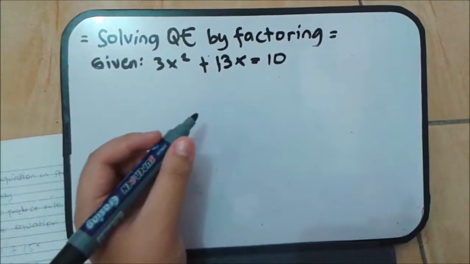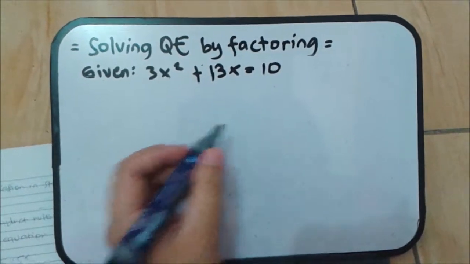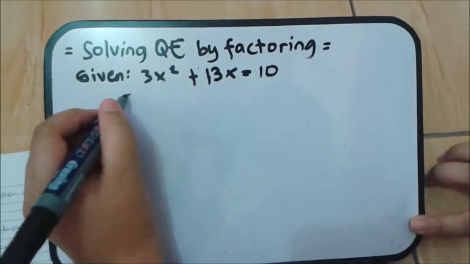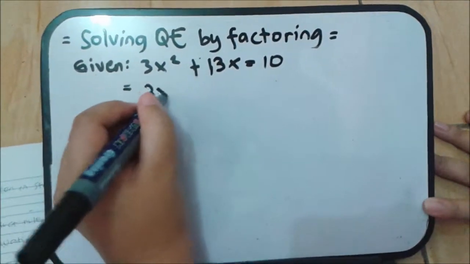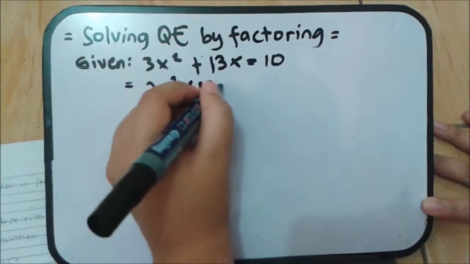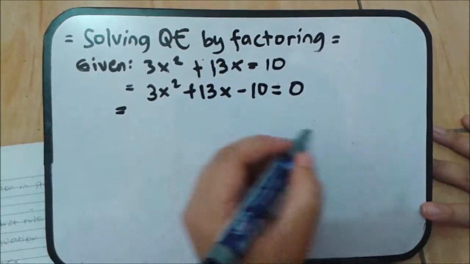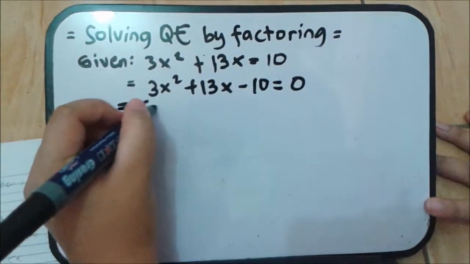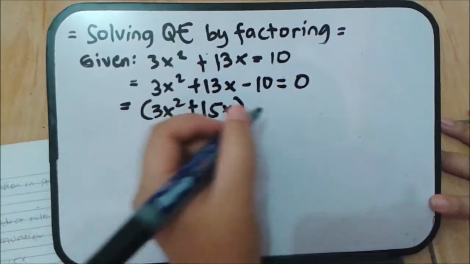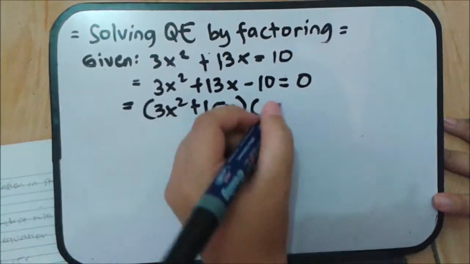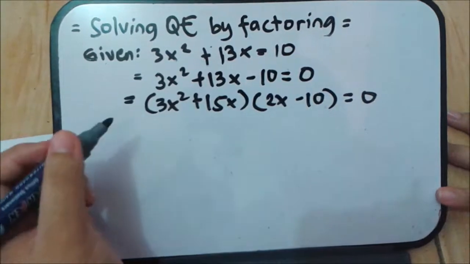Okay, here's another example of solving a quadratic equation by factoring. Given is 3x squared plus 13x minus 10. Step 1 is write the equation in standard form. Standard form is 3x squared plus 13x minus 10 equals 0. Step number 2, factor completely: 3x squared plus 15x minus 2x minus 10 equals 0.